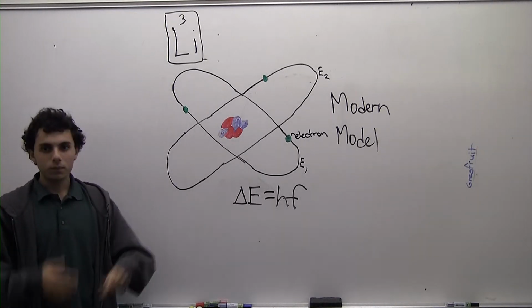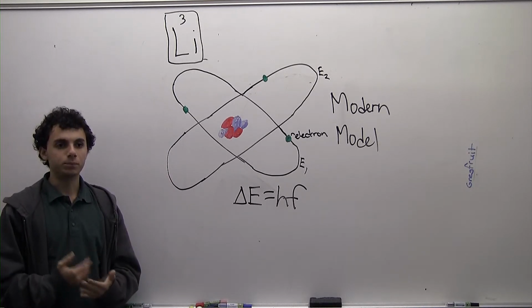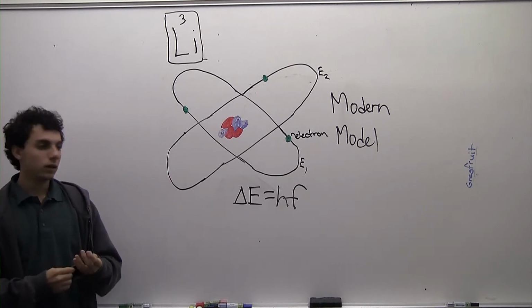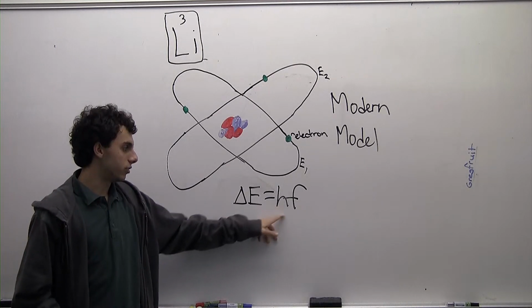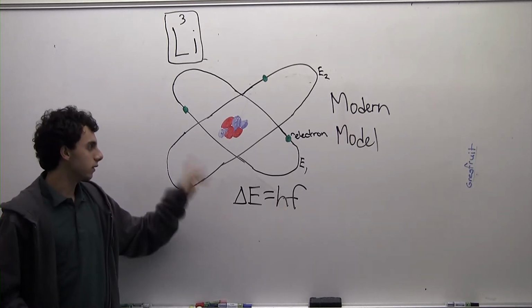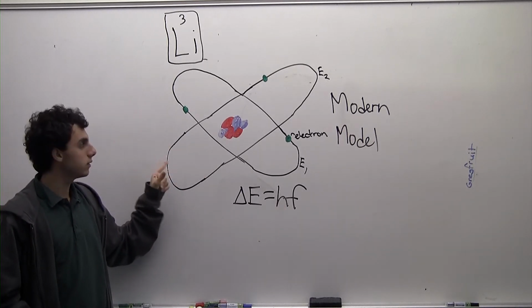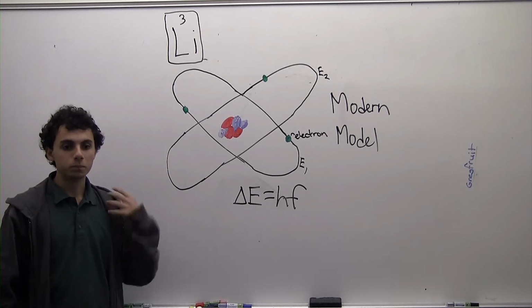And they don't simply orbit around the nucleus. Their position is based on their waves. So that's given by the equation delta E equals hf. h is the constant, and f is the frequency. So you would find the frequency of these to figure out where they are on the energy level. And that's about it.